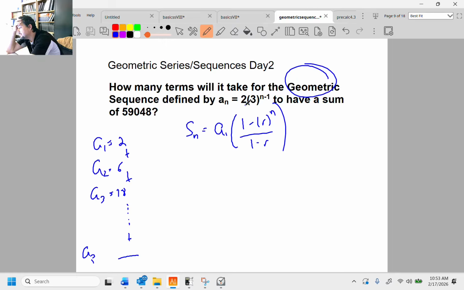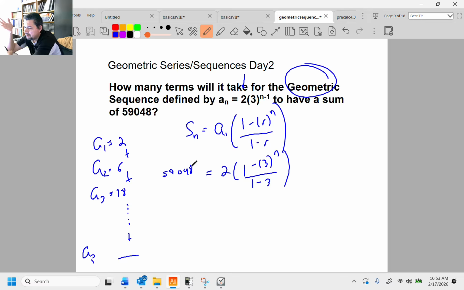All right, so I'm going to plug into it. The first term, by the way, is 2, it's in form. The ratio is 3. I don't know n. And I know that the sum is 59,048. I could do a y1, y2 here. I could. Or I could be a man and do logarithms. And I'm going to choose to be a man.